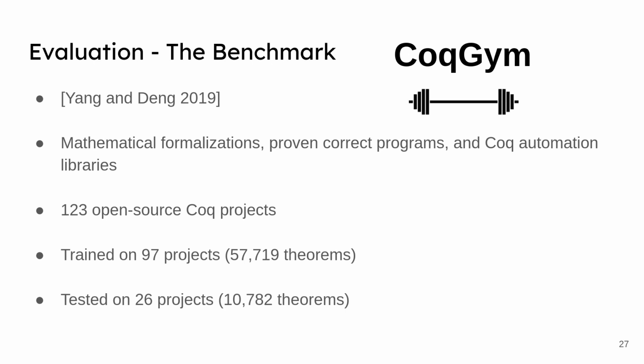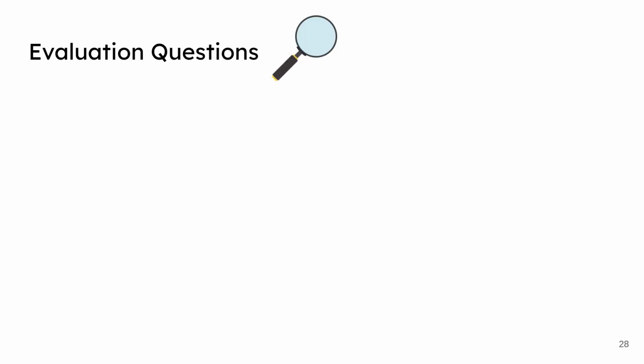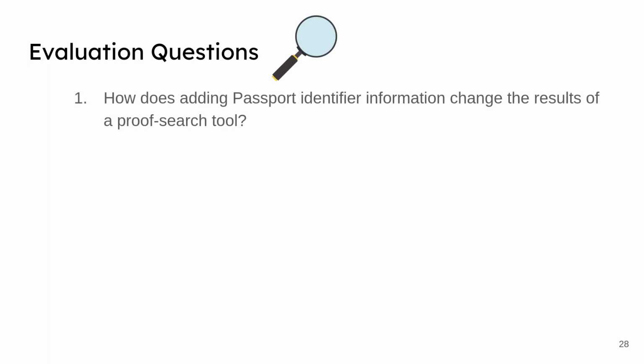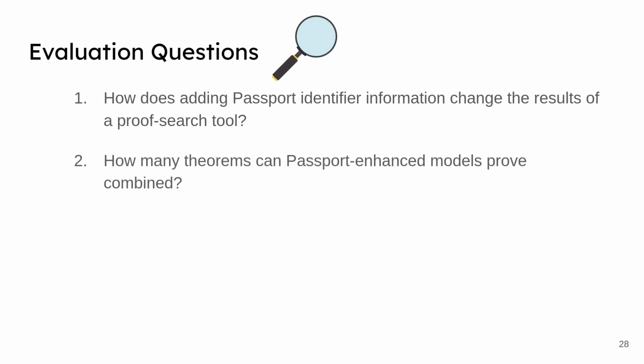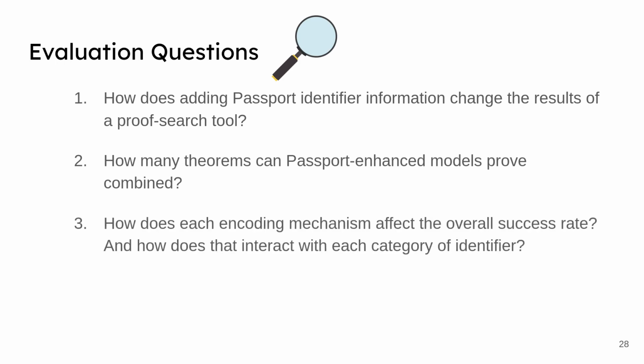And we wanted to answer a few questions. First, our top level question was, how does adding this identifier information change the results of a base model tool? Second, how many theorems can enhanced models prove combined? And finally, how does each of these encoding mechanisms affect the overall success rate? And how does that interact with each category of identifier?